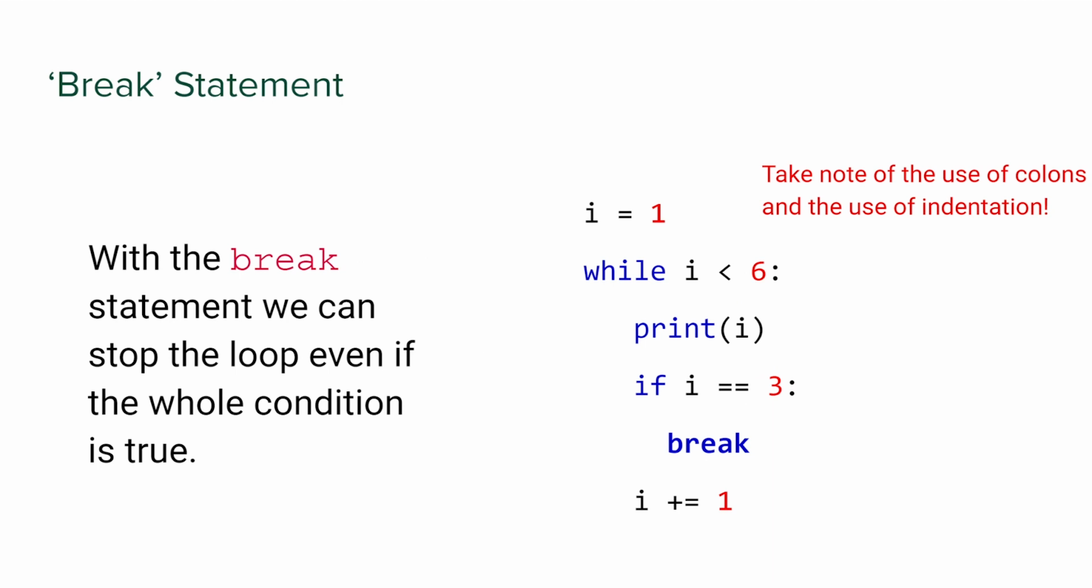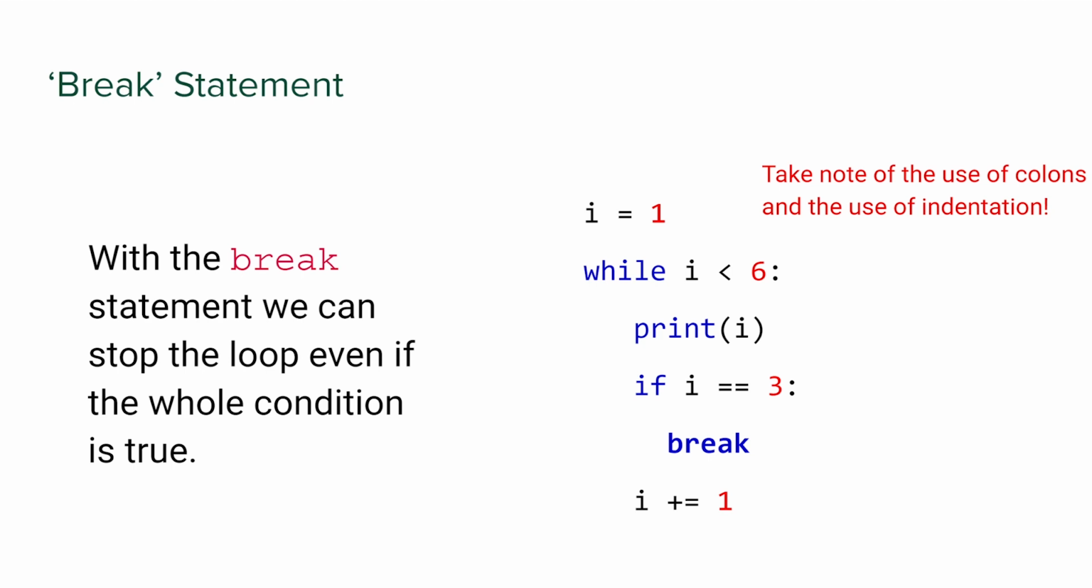Now, this is an important thing to note for while loops. We have another concept called break statements. I briefly introduced this concept in the previous lesson, but let's go over it a bit more to get a more in-depth understanding. With the break statement, we can stop the loop even if the while condition is true. What it means is it's basically an exception case, okay?